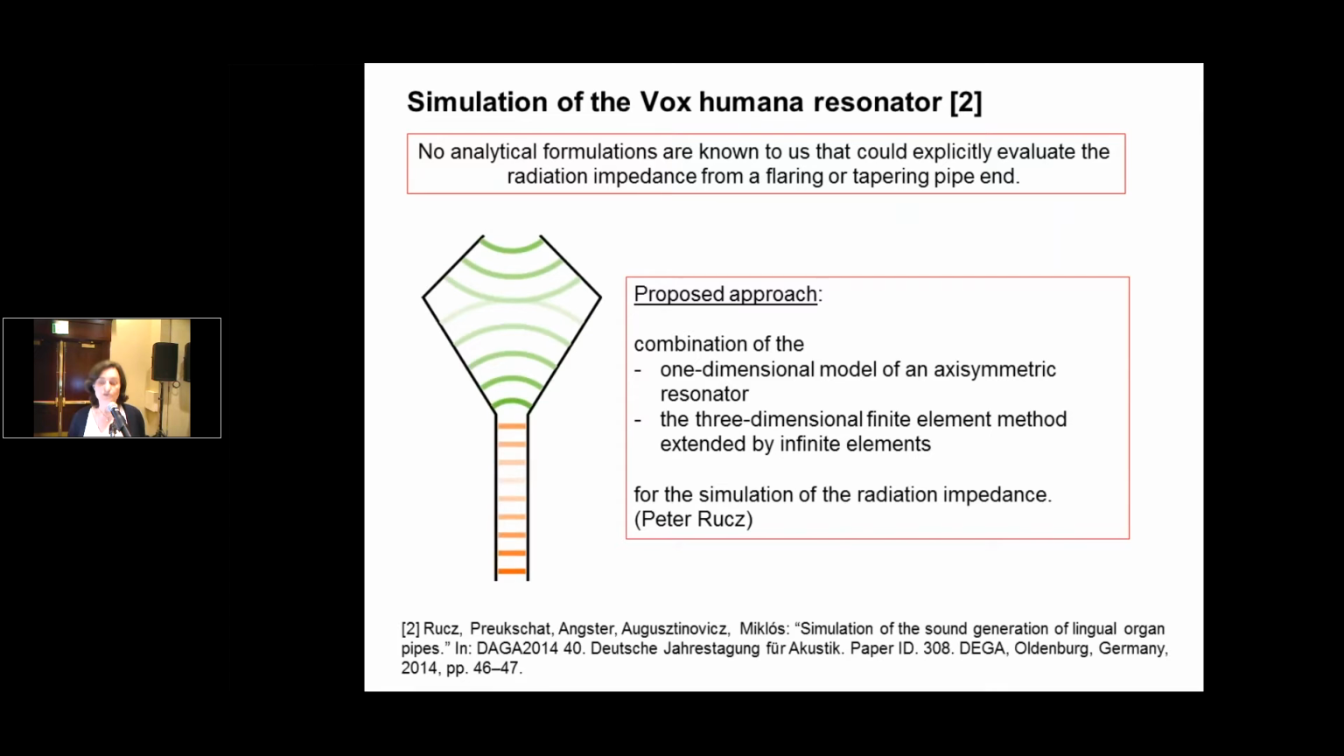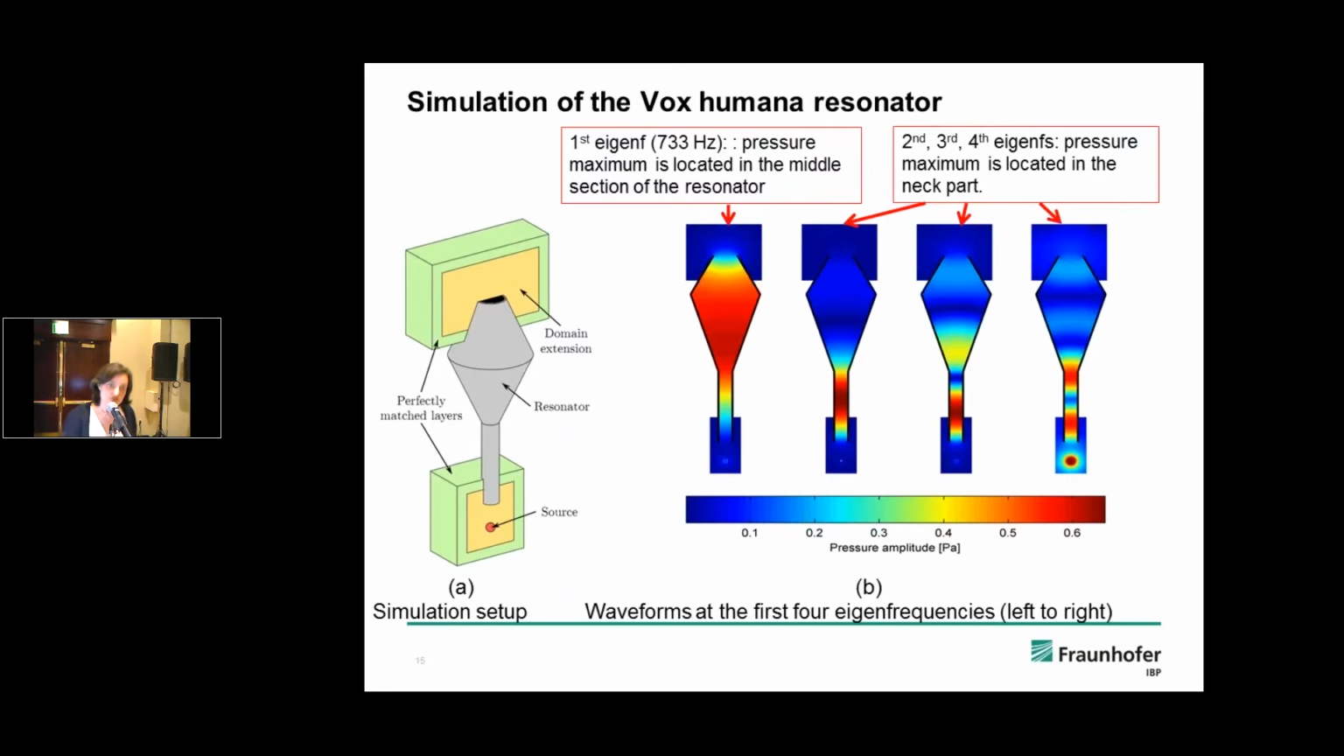So now we will carry out a simulation of the Vox Humana resonator, and here I have to mention that no analytical formulations are known to us that could explicitly evaluate the radiation impedance from a flaring or tapering pipe end. So the proposed approach was a combination of the one-dimensional model of an axisymmetric resonator and the three-dimensional finite element method extended by infinite elements.